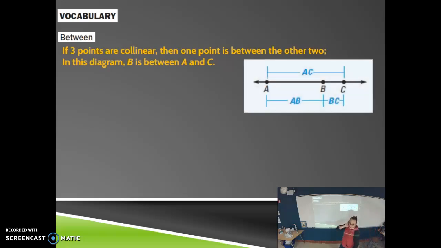Between means that it has to be on the same line as two other points, but is in, not necessarily the middle, but between those 2 points. B, for example, is between A and C. We're all on the same line, and B is between them. Okay? So if you notice here, we also have labeled AC, which is from A to C. We also have AB, which is from A to B, and BC, which is B to C. So we actually have 3 different segments here that we're looking at.